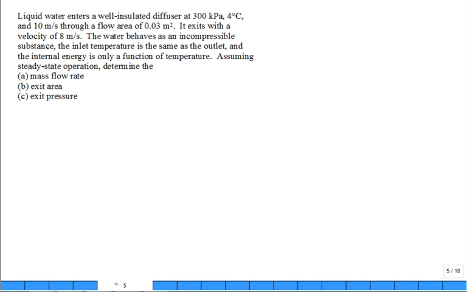So liquid water enters a well-insulated diffuser at a given pressure, 300 kilopascal, 4 degrees C, and 10 meters per second, through a flow area given to be 0.03 meters squared. There's a lot of information in that first sentence. Maybe we want to make some illustration. Diffuser, show it as gradually increasing area. Inlet 1, outlet 2. We'll have a control volume around it. There's only one inlet, one outlet for this device.